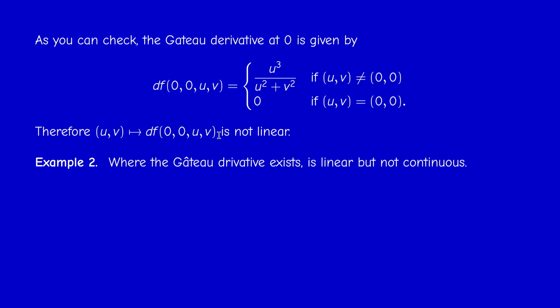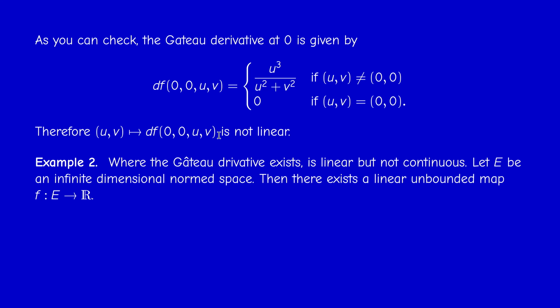Now, an example where the Gateau derivative exists and is linear but not continuous is this one. Consider an infinite dimensional normed space. We shall prove next year. I don't know if you proved this before, but on any infinite dimensional normed space, we can find linear discontinuous maps from E to R. If you don't know that, just assume it. I will prove it next year.